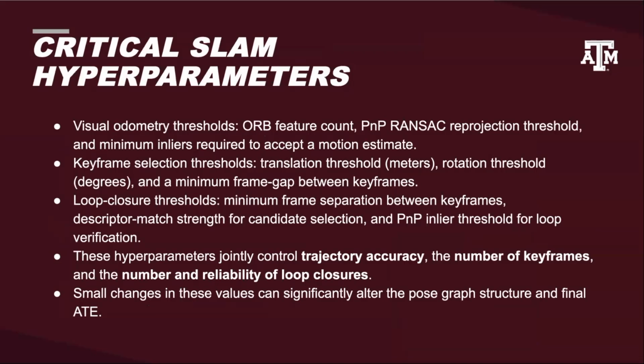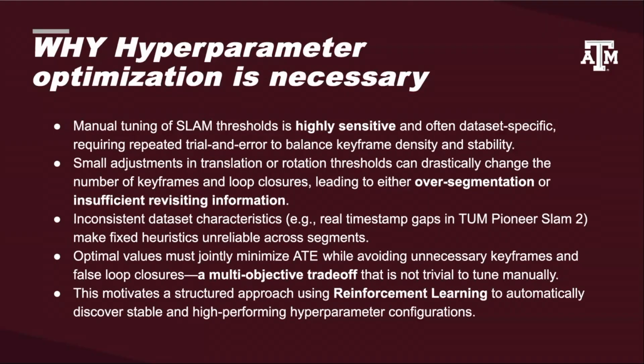I should talk about some of the critical SLAM hyperparameters. These include the ORB feature count, RANSAC thresholds, minimum inliers for visual odometry, and translation and rotation thresholds, which we need to optimize. So why is hyperparameter optimization necessary?